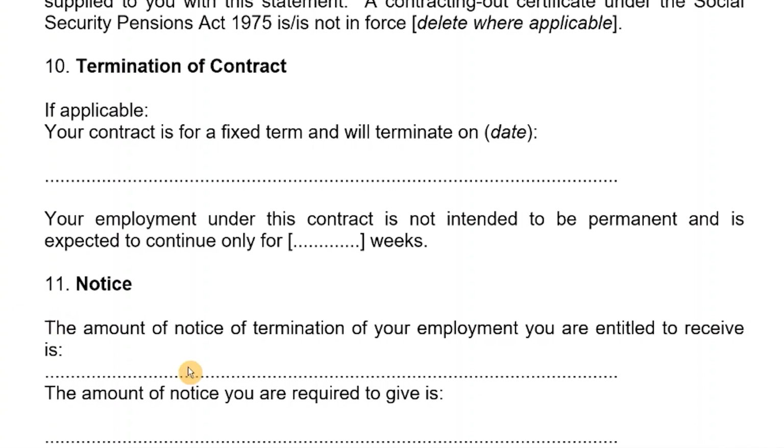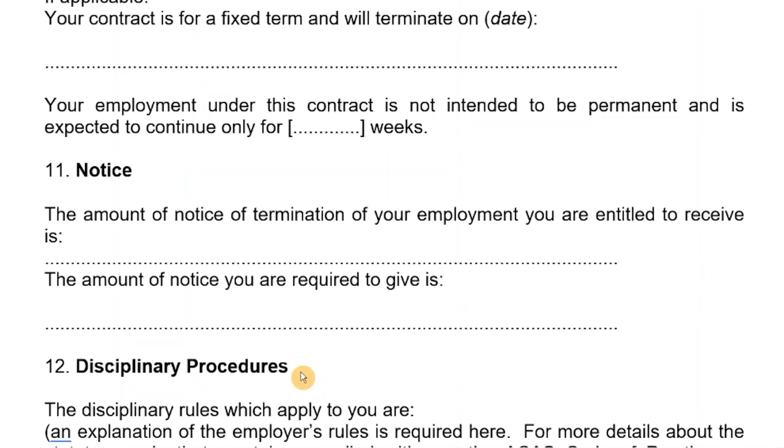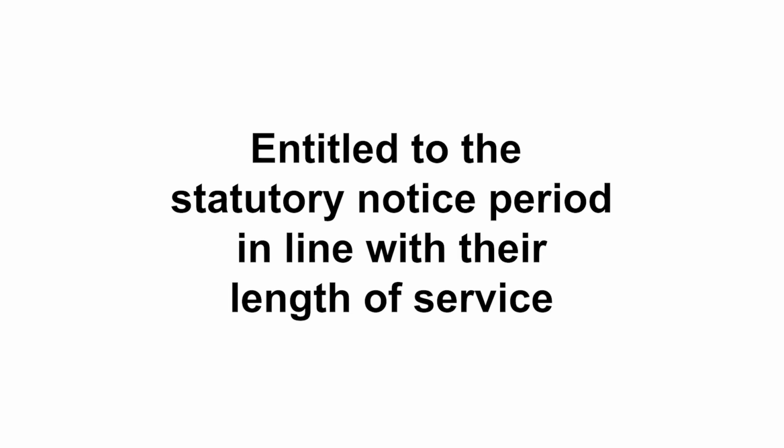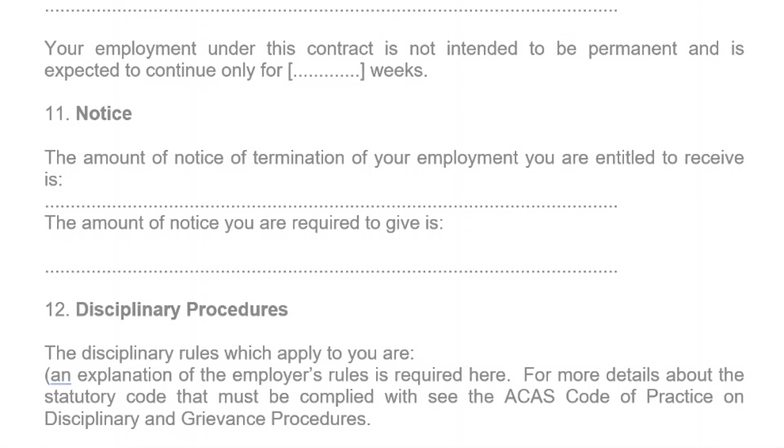For the first line in regard to notice, this relates to how much notice you must give your employee if you choose to end their contract. The notice period they are entitled to is dependent on how long they have worked for you. Therefore, it is difficult to write this into a contract as a number of weeks, as it will vary throughout their time with you. However, you could state that they will be entitled to the statutory notice period in line with their length of service.